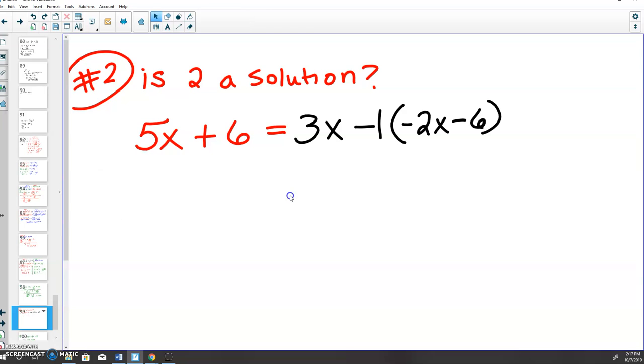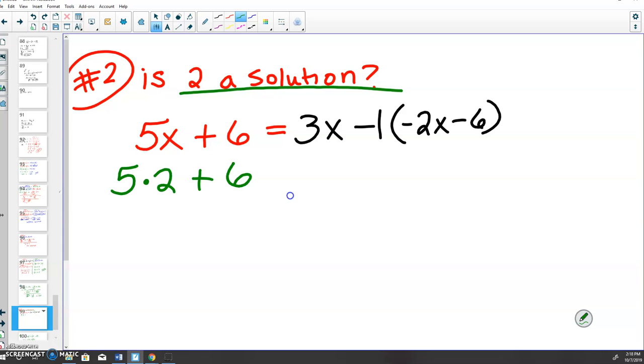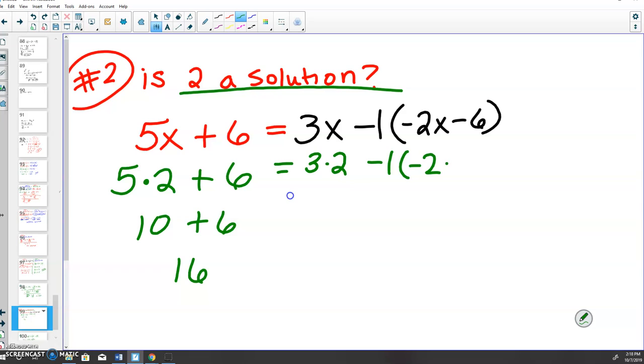Okay, let's plug it in. So they want to know if 2 is a solution. 5 times 2 plus 6. What's 5 times 2? 10. Plus 6. If you look over on the black side, 3 times 2 minus 1 times negative 2 times 2 minus 6.